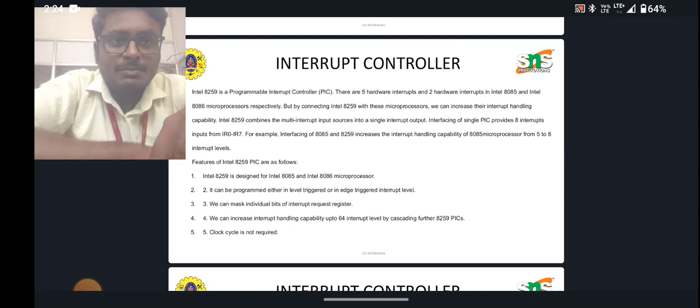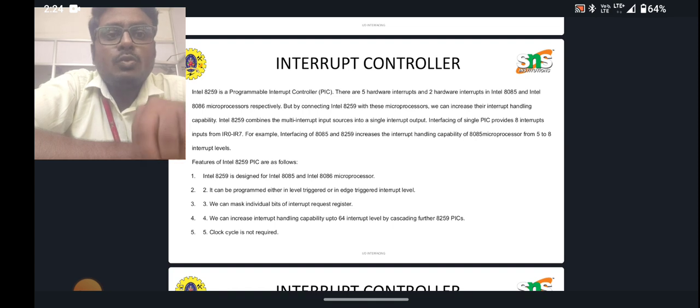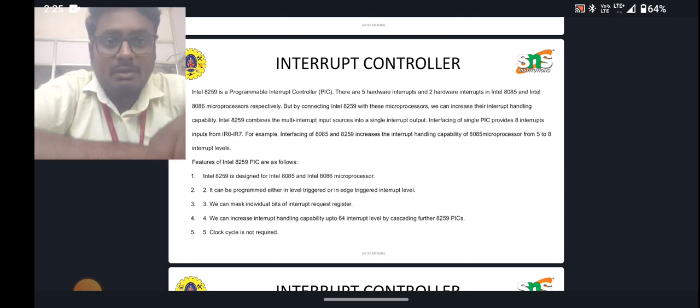There are 5 hardware interrupts and 2 hardware interrupts in total in the Intel 8085 and Intel 8086 microprocessors respectively. But by connecting Intel 8259 with these microprocessors, we can increase their interrupt handling capability. Intel 8259 combines the multi-interrupt input sources into a single interrupt output. Interfacing of a single PIC provides 8 interrupt inputs from IR0 to IR7. For example, interfacing of 8085 and 8259 increases the interrupt handling capability of the 8085 microprocessor from 5 to 8 interrupt levels.